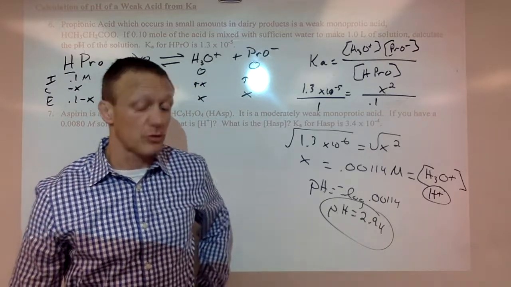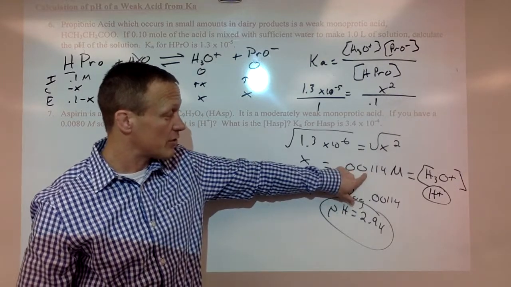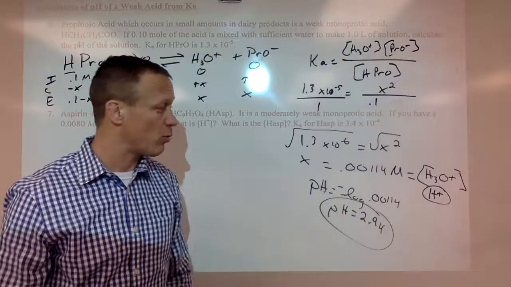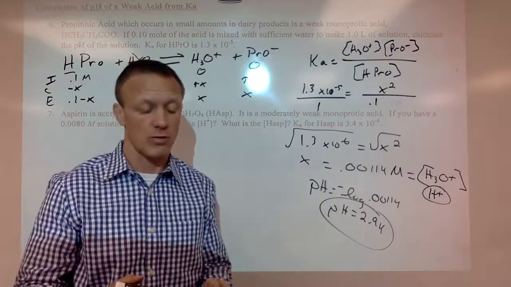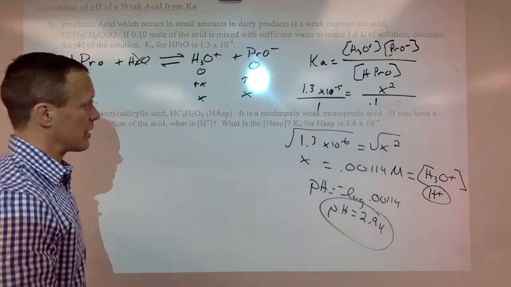If we want to find the percent dissociation of that, our percent dissociation would be this. That's how much it dissociated, divided by 0.1. Which is going to give you about 1.1% dissociation, a very, very small amount of dissociation for that acid. Here's one example.